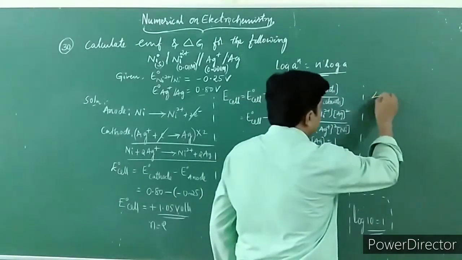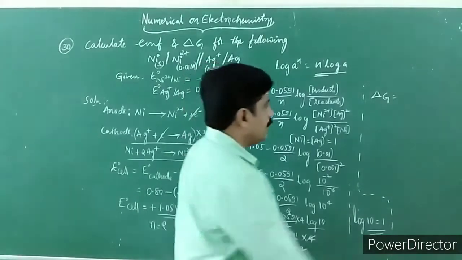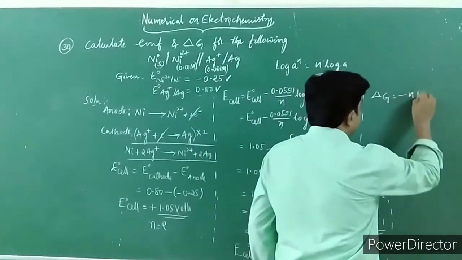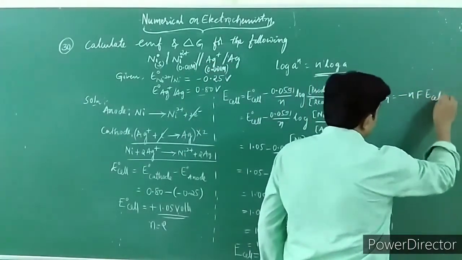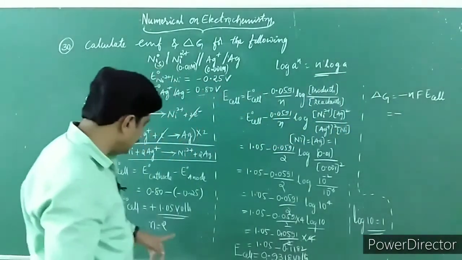What is delta G? Look at here. Delta G is nothing but Gibbs energy change. And the formula you know that, minus nFE cell. Is it not? Minus n is how much here? n is nothing but 2.